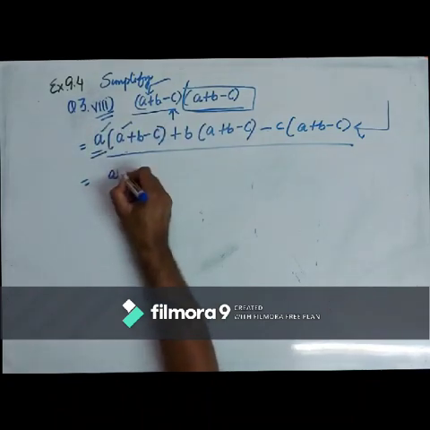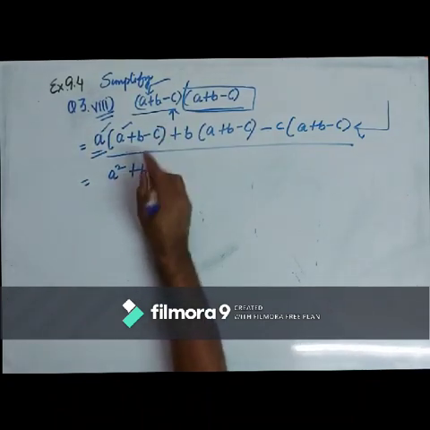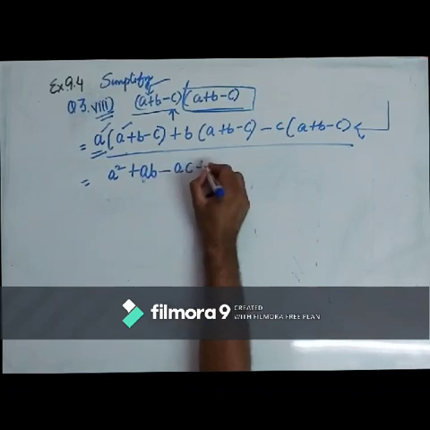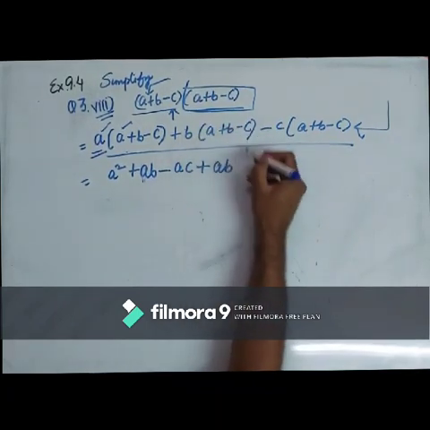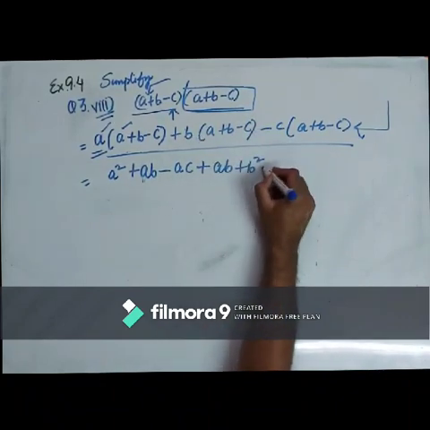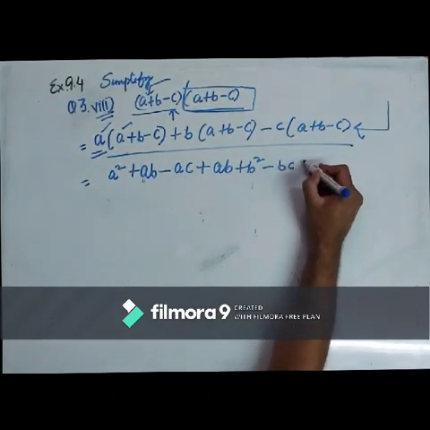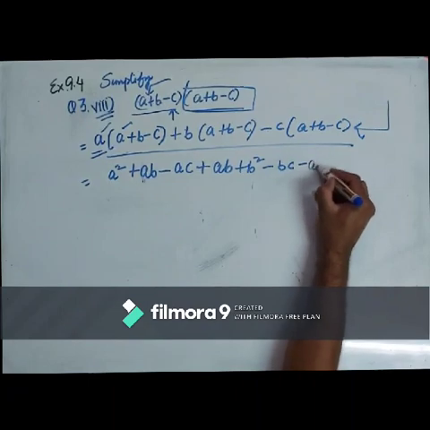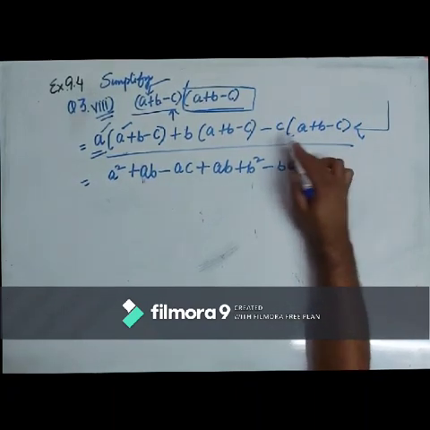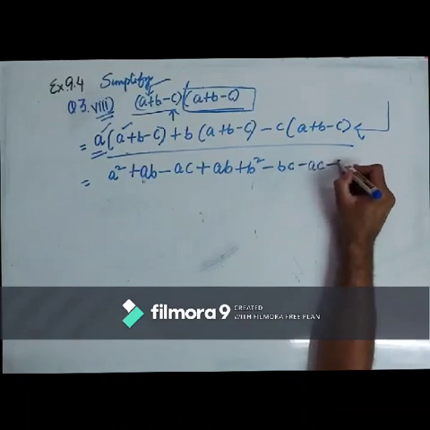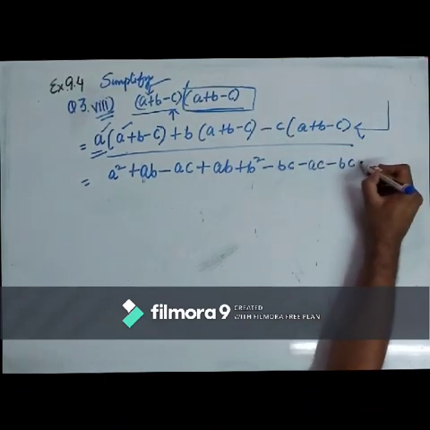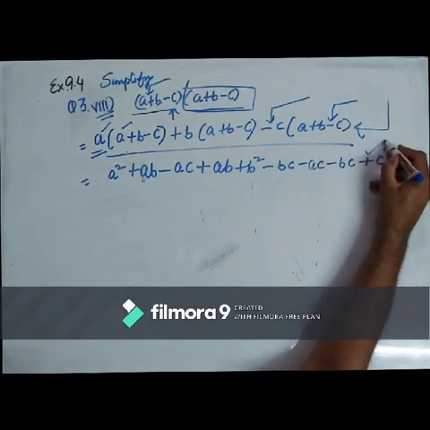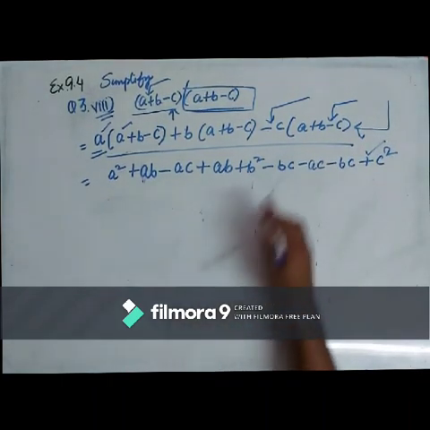So a into a is a square, a into plus b is plus ab, a into c with negative sign is minus ac, plus b into a is ab again, b into b is b square, b into minus c is minus bc. Minus c into a is minus ca, you can write minus ac, no problem with it. Minus c into b is negative bc. Minus c into minus c is positive c square. Make sure negative sign and negative sign will multiply to give you plus c square. C into c is c square.